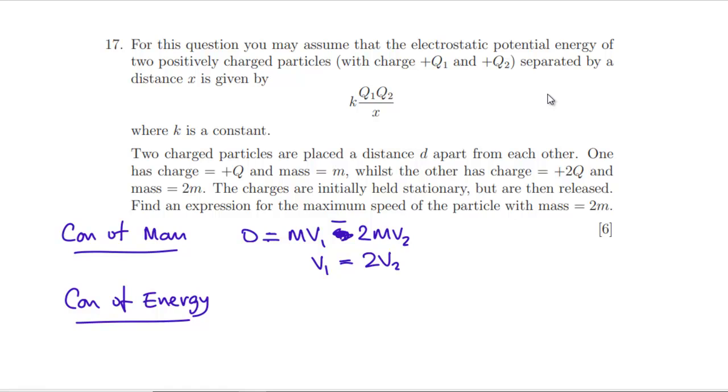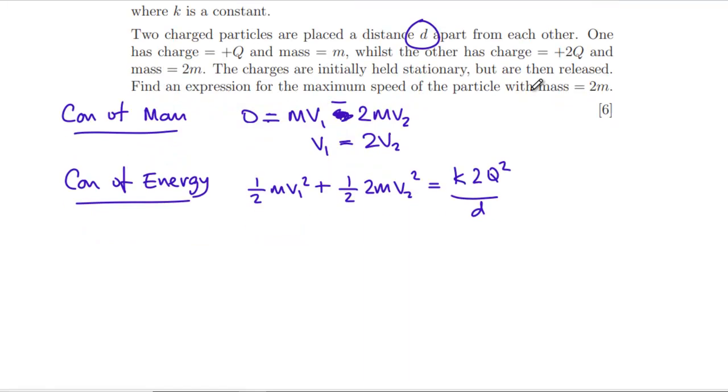So we've now got conservation of energy. So we can say that a half mv1 squared plus a half of 2mv2 squared, so our two lots of kinetic energy, is going to be equal to our initial electrostatic potential energy. So we've got a k, then we're going to have Q times 2Q, so 2Q squared, and our x was, what did I say? d. So we've got that. We know now that v1, let's scroll down a bit, we can sub out the v1 because we want to find v2 on all of this.